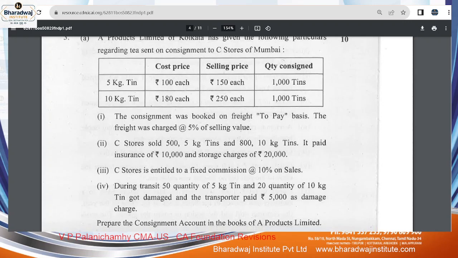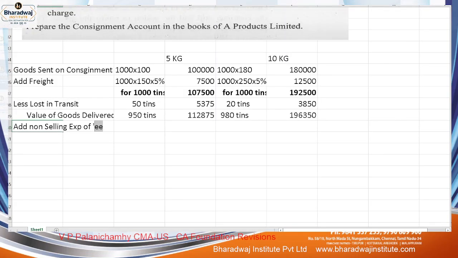Non-selling means you should include in the value of goods. Non-selling means non-recurring expenses. Storage charges, is it non-recurring expenses? No. Insurance also. Insurance incurred during storage. I store the goods during the storage, I incur insurance. No. What about commission? Commission also should not be taken. So, no non-selling expenses.